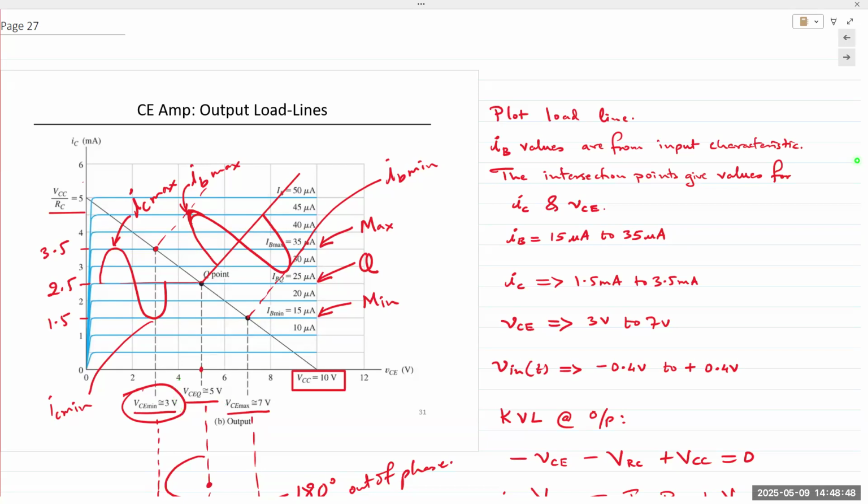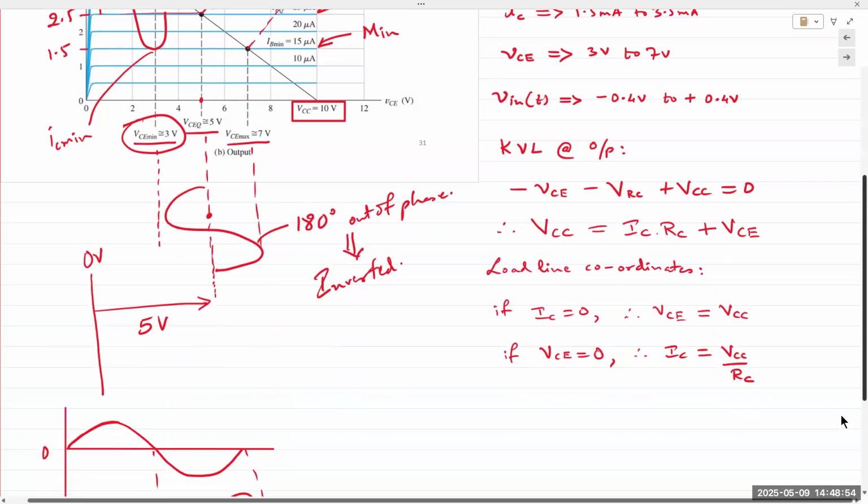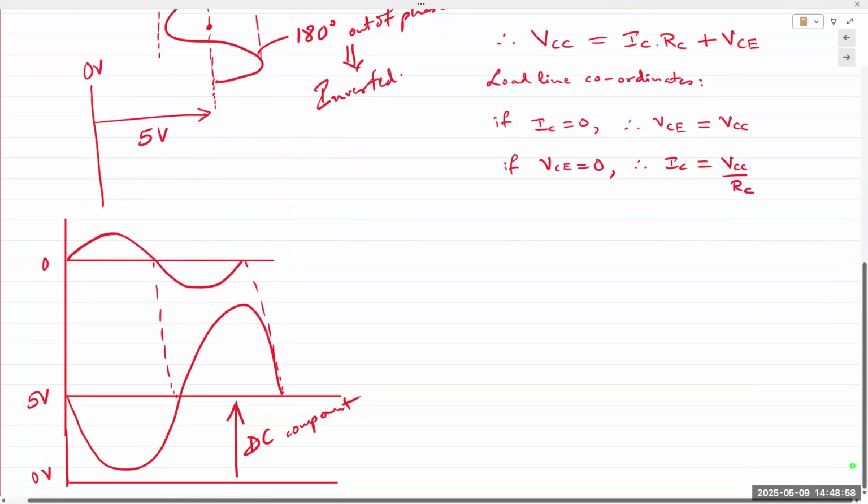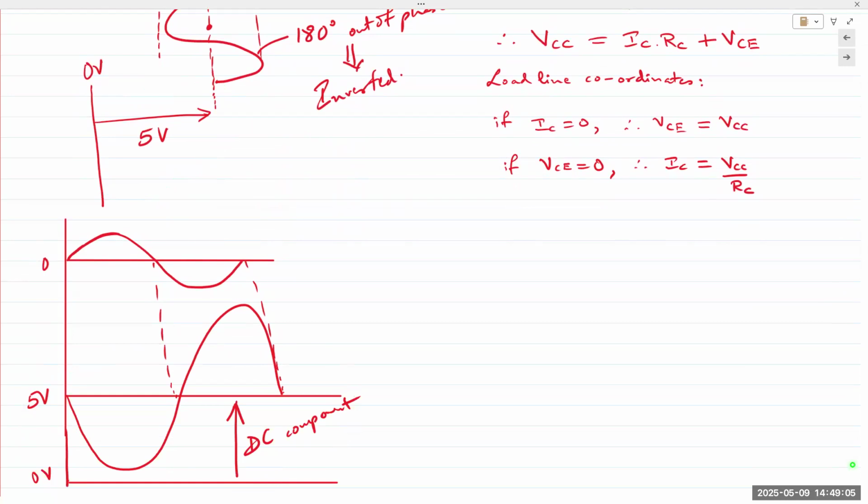And so everything is shifted up. There's an added DC component of 5 volts right there. And this is drawn straight up, so it's 5 volts. And hence we apply a bypass capacitor at the output, or a coupling capacitor at the output, and it blocks this 5 volts and brings it back down to 0.